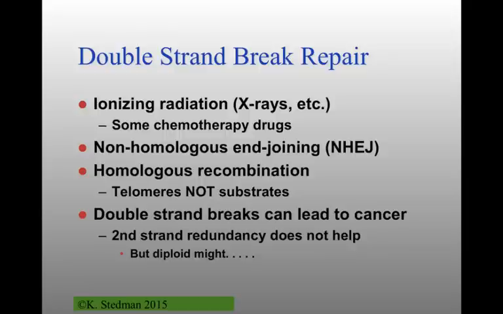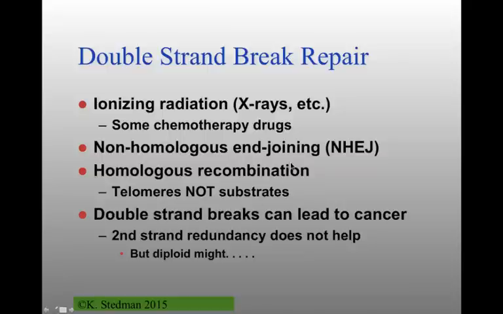This happens clearly with ionizing radiation. And again, radiation therapy, turns out some chemotherapy drugs do this as well. So you have quite a lot of double-stranded breaks that happen there. You also have double-stranded breaks that happen during replication as well. And we'll look at those in a little bit more detail.